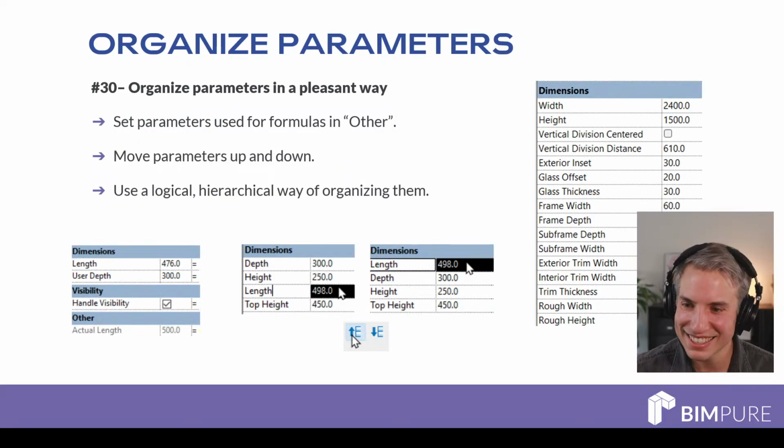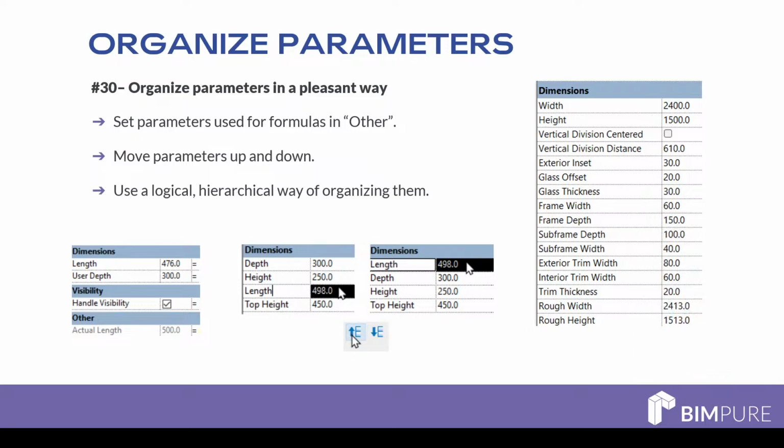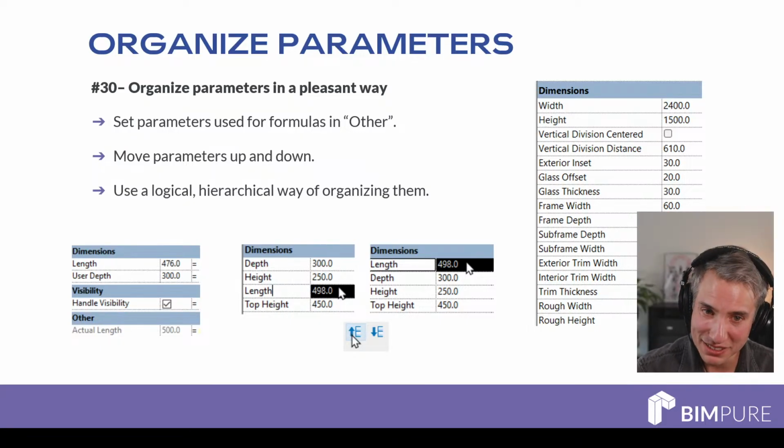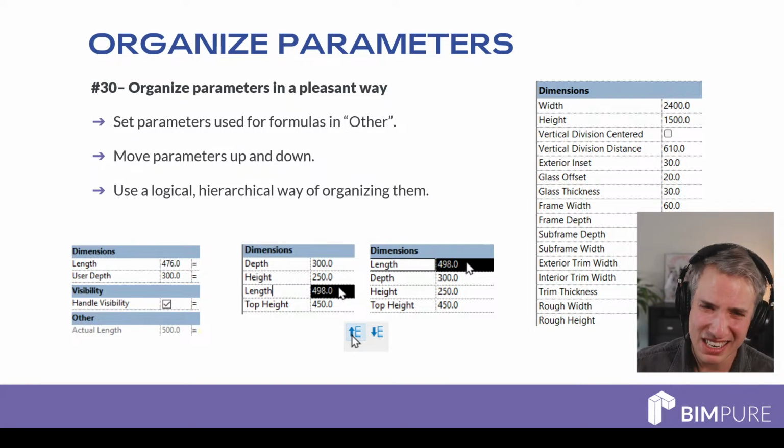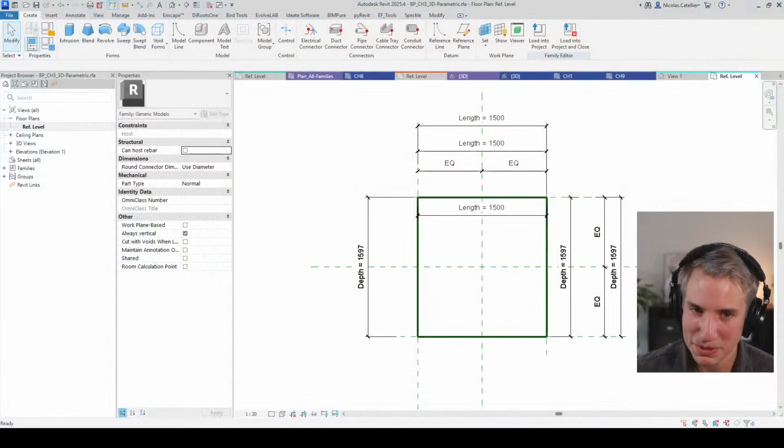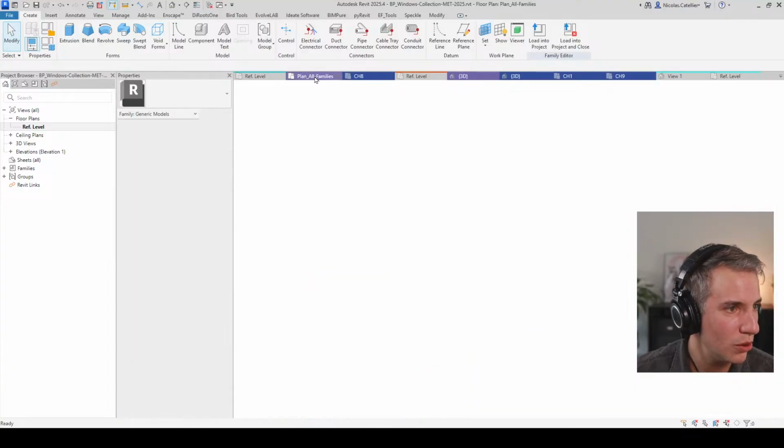Okay, last tip, organize parameters in a pleasant way. What I mean by that is a sign of a really bad Revit family is when you look at the parameters and it's just a complete mess. And there's way too many parameters, they're badly organized, the naming convention is not good. I'll show you an example of something I think is good. That's from our Windows collection.